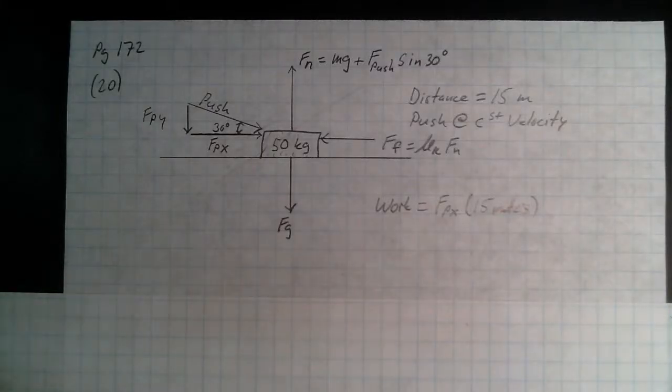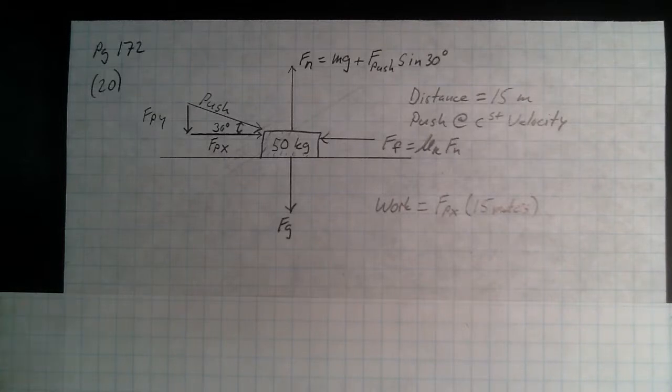Okay, this is AP Physics homework on work, page 172, number 20. The situation is we have a 50 kilogram mass. First of all, it's being pushed at 30 degrees to the horizontal, and then it's being pulled 30 degrees to the horizontal. The question asks, where is more work done by the pushing force?